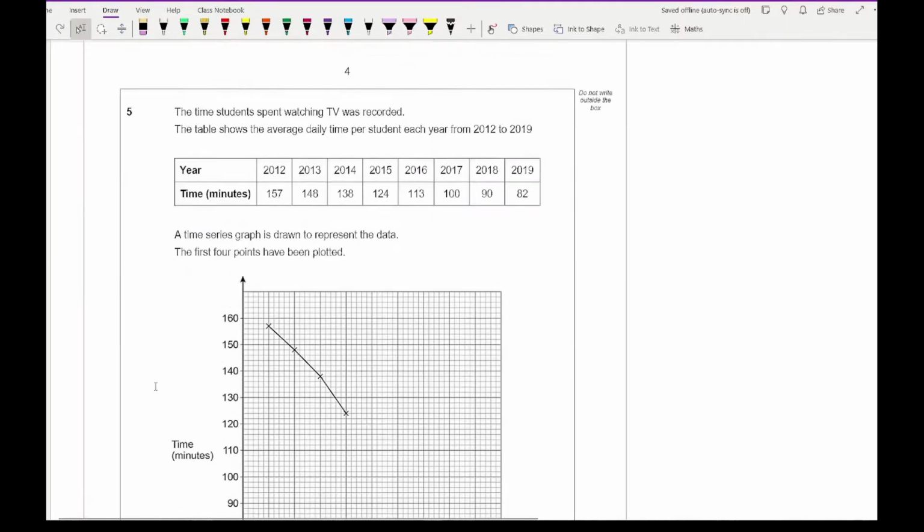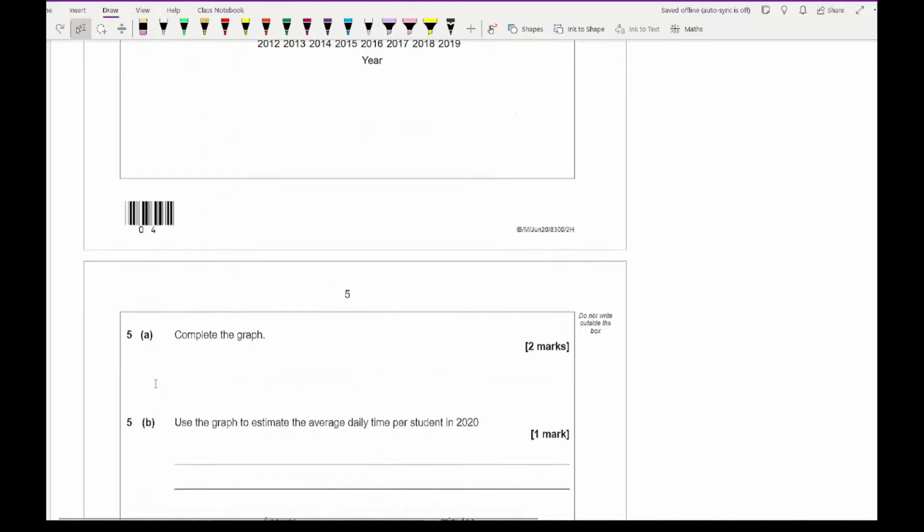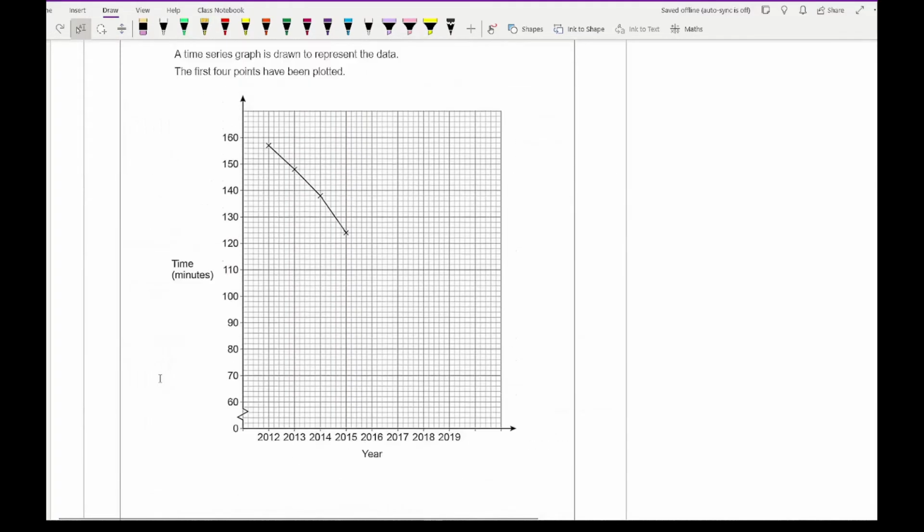Question 5, it says the time students spend watching TV is recorded. The table shows the average daily time per student each year from 2012 to 2019. The time series graph is drawn to represent the data. The first 4 points are plotted. And what we need to do is complete the graph for part A.